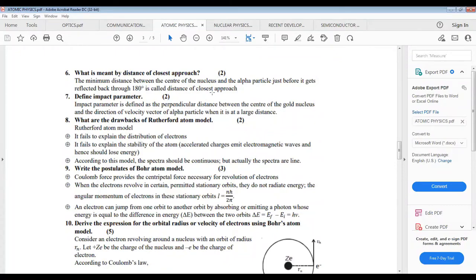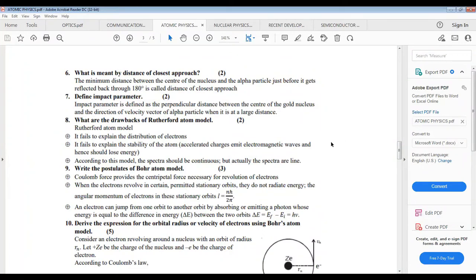So when alpha particles enter near an atom, some of the alpha particles go without any deviation. Some of the particles are slightly deviated. And some of the alpha particles which are nearing the nucleus just retrace their path, reflected back in the same path at an angle of 180 degree. So this minimum distance, we call it the distance of closest approach. The impact parameter is defined as the perpendicular distance between the center of the gold nucleus and the direction of velocity vector of the alpha particle when it is at a large distance. As we discussed in the distance of closest approach, you apply the condition and you will get the impact parameter.